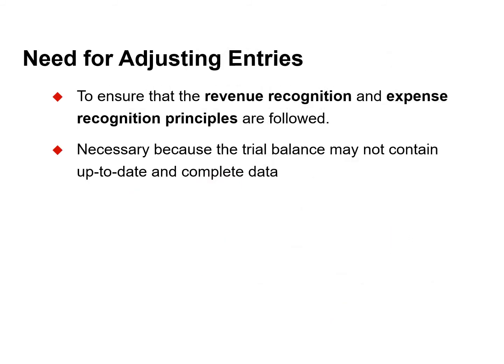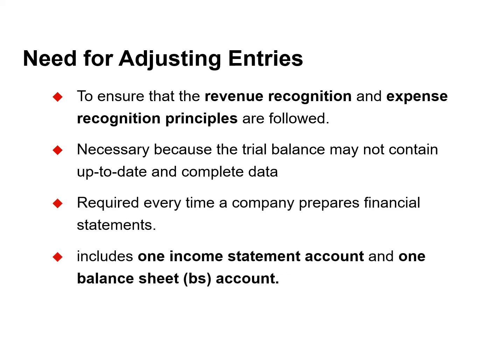In order for revenues to be recorded in the period in which the performance obligations are satisfied, and for expenses to be recognized in the period in which they are incurred, companies make adjusting entries. Adjusting entries ensure that the revenue recognition and expense recognition principles are followed. Adjusting entries are necessary because the trial balance may not contain up-to-date and complete data. Adjusting entries are required every time a company prepares financial statements.